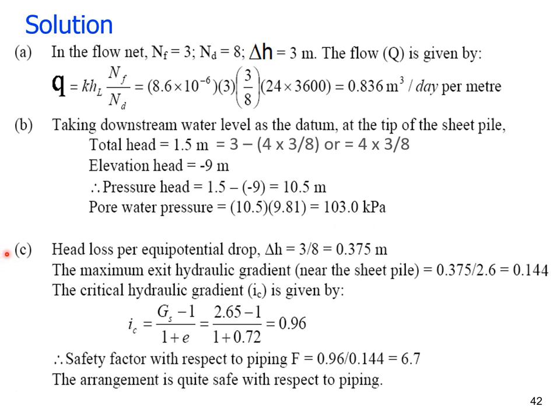Part C, solution, head loss per equipotential drop, that is delta H, that is equal to 3 by 8. That is 0.375 meter, again referring to the figure which is present on the previous slide. The maximum exit gradient, hydraulic gradient near the sheet pile, that is 0.375 divided by 2.6, that is 0.144. The critical hydraulic gradient can be calculated by using this formula, and that is coming 0.96. So safety factor here it is 0.96 over 0.144, it is 6.7, and it is more than 3. So the arrangement is quite safe with respect to piping. You can conclude this thing over here.